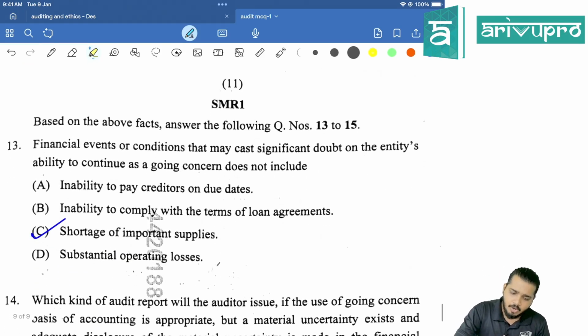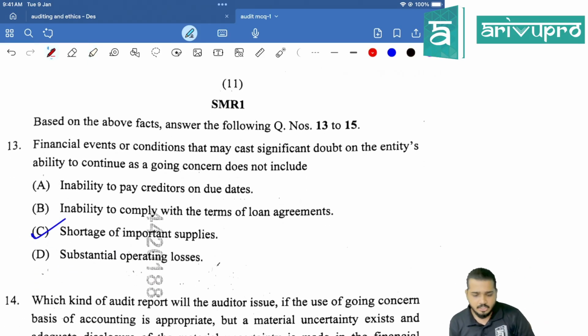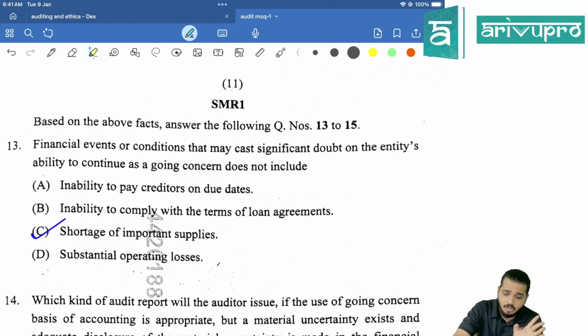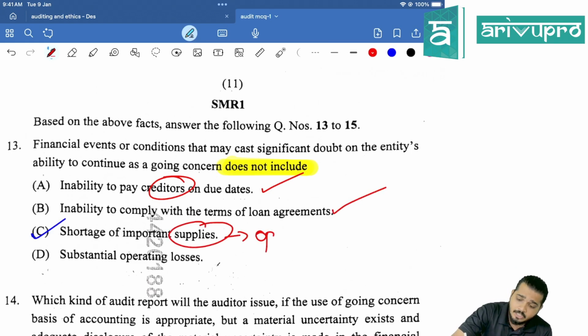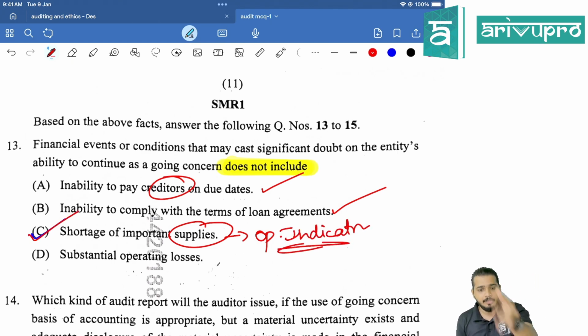Right. Now, what are the questions, sir? Financial events or conditions that may cause significant doubt on the entity's ability to continue as a going concern do not include: inability to pay creditors on due date, a financial indicator; non-compliance with terms of loan agreements, a financial indicator; loss of an important supplier, an operational indicator.